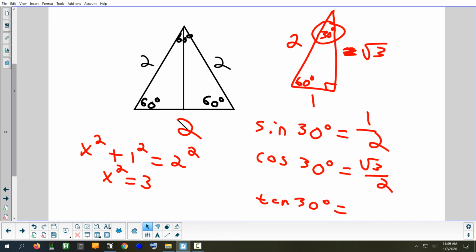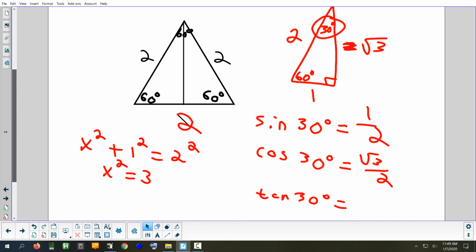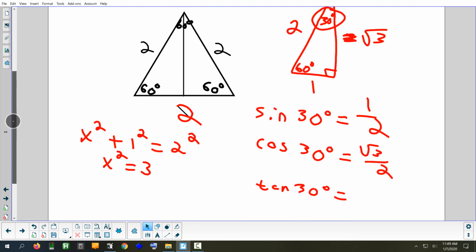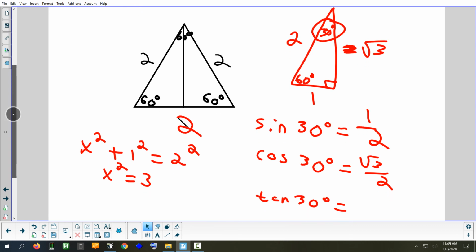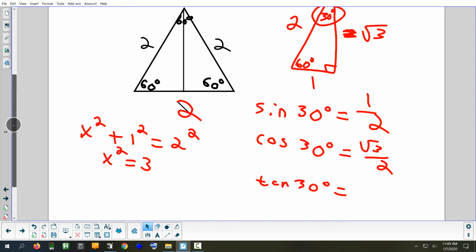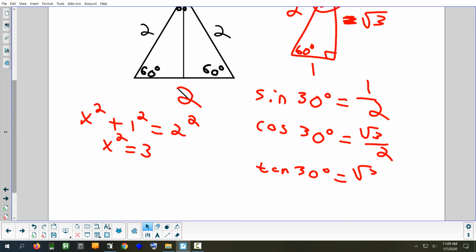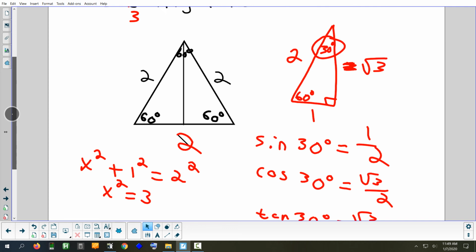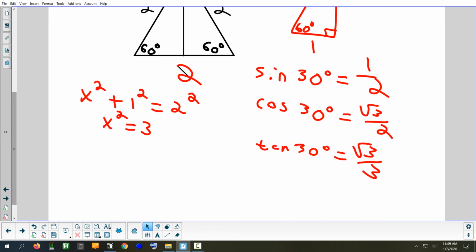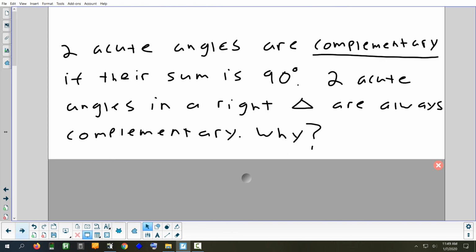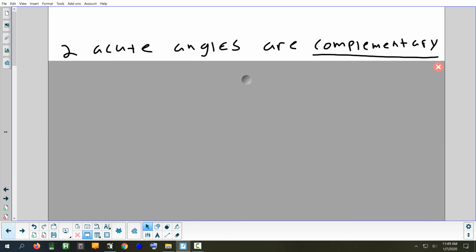Let's see, cosine. Oh no, 1 over square root of 3. So yeah, opposite over adjacent, right? 1 over the square root of 3, which when you fix it, is square root of 3 over 3. And once you get the first 3, you just flip them to find the next 3. Any questions on that? All right, so the last thing we'll look at has to do with complementary angles.